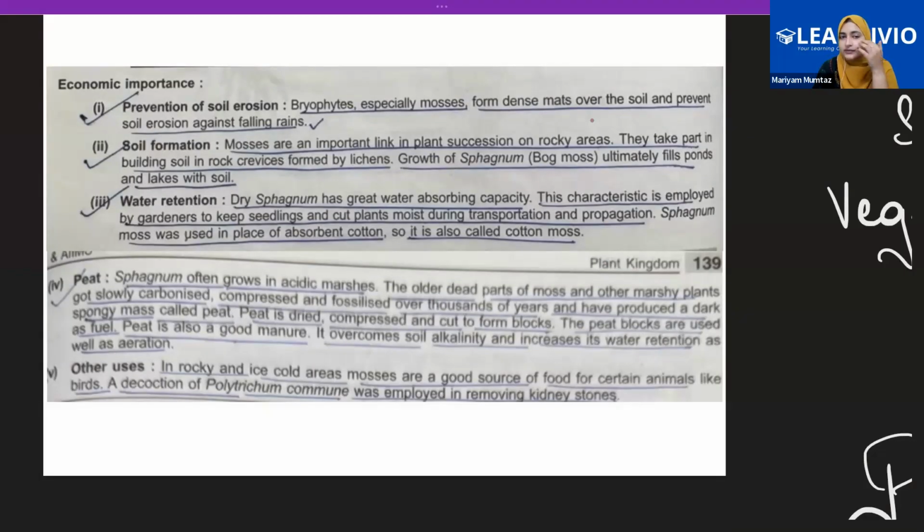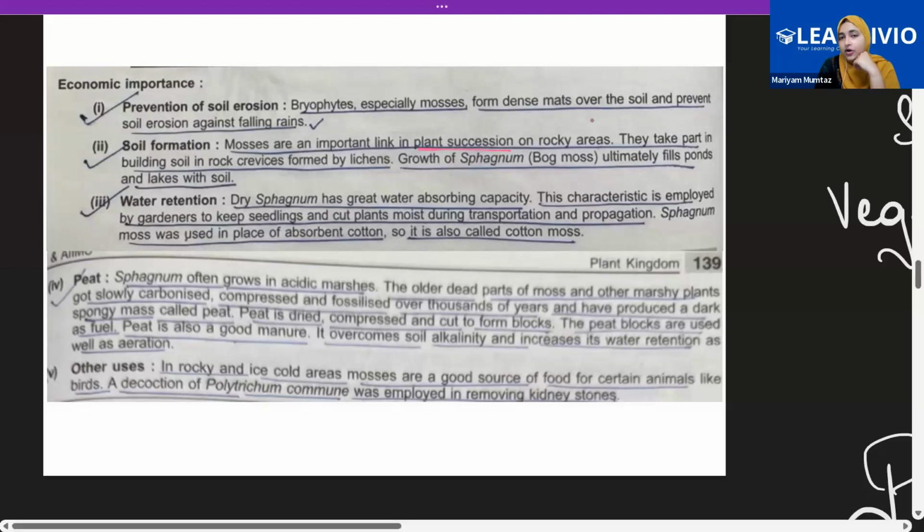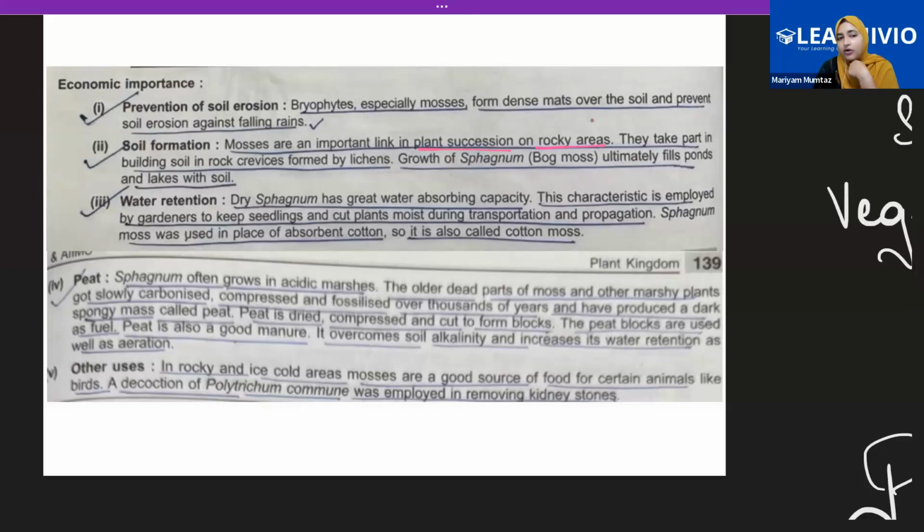Second, soil formation. Mosses are an important link in plant succession on rocky areas. They take part in building soil in rock crevices formed by lichens. So basically, they help in soil formation also. Whenever they ask you about the economic importance, you can give a one line description. And if it is a 2 marks question, then you just write the points. You don't have to describe it. Sphagnum is also called the bog moss. It ultimately fills the ponds and lakes with soil.